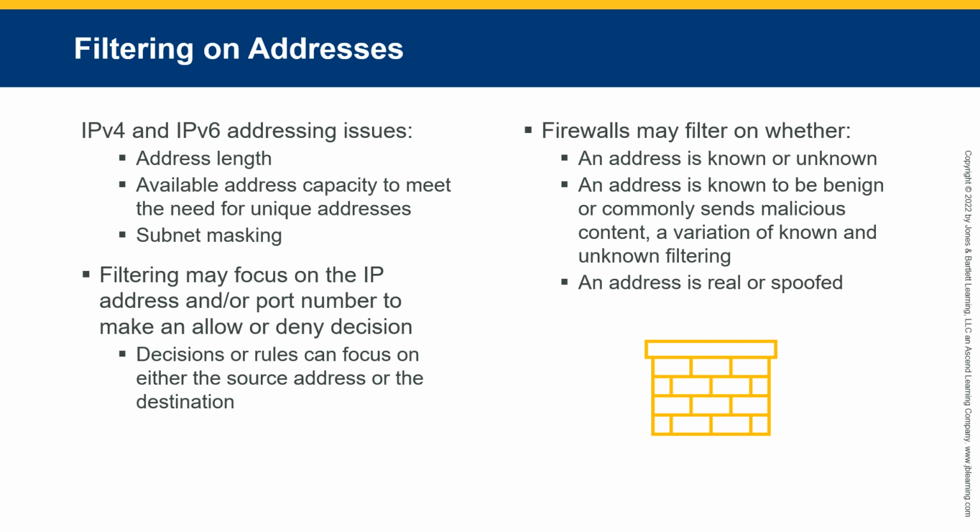So on a firewall, you may create a filter on whether you have an address that is known or unknown. Address is known to be benign, or if it sends something that is known to be malicious. So this would be something like an allow list or deny list in a firewall. And you can also determine if an address is real or spoofed based on where the traffic may originate from.